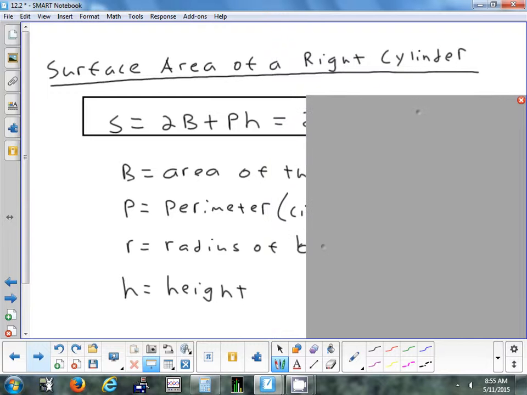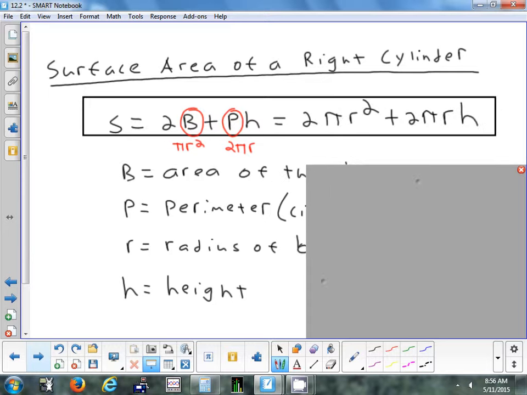So to find the surface area of a cylinder, same formula as for a pyramid. Double the area of the base plus the perimeter times the height. There's your shortcut. The only thing is, I can guarantee you what the shape of the base is. It's always a circle. The area of a circle is always pi r squared. What's the perimeter of the base? Again, I can be a little more specific. It's always a circle. Circumference of a circle is 2 pi r. So if you substitute those two things in, you get 2 pi r squared plus 2 pi r h.